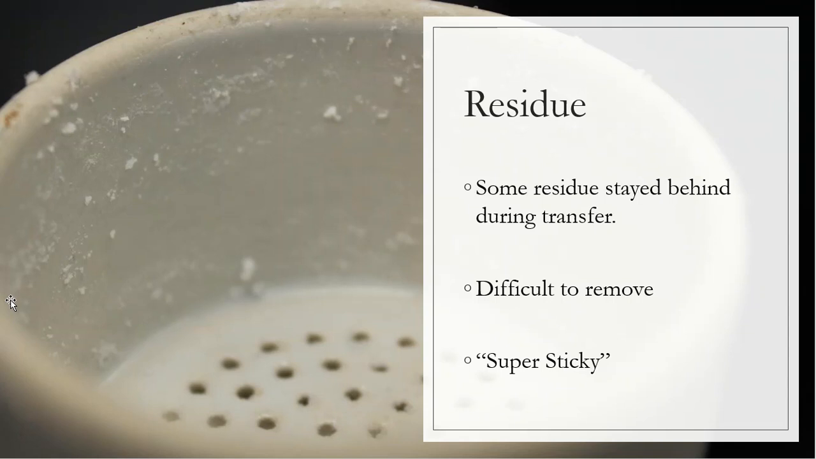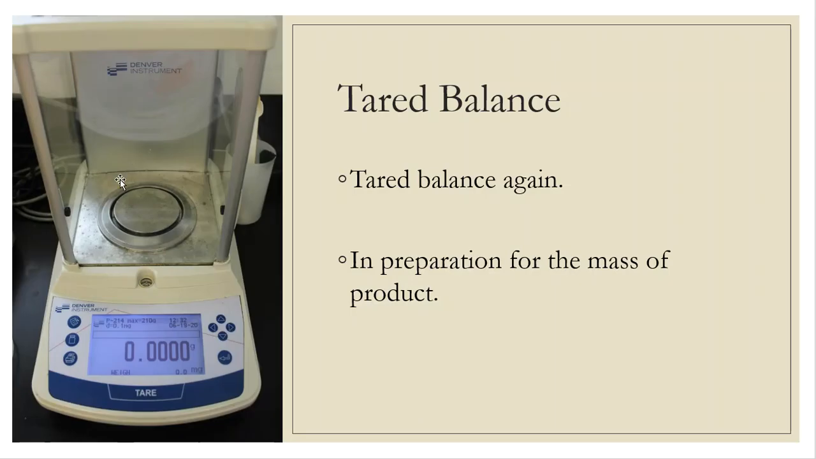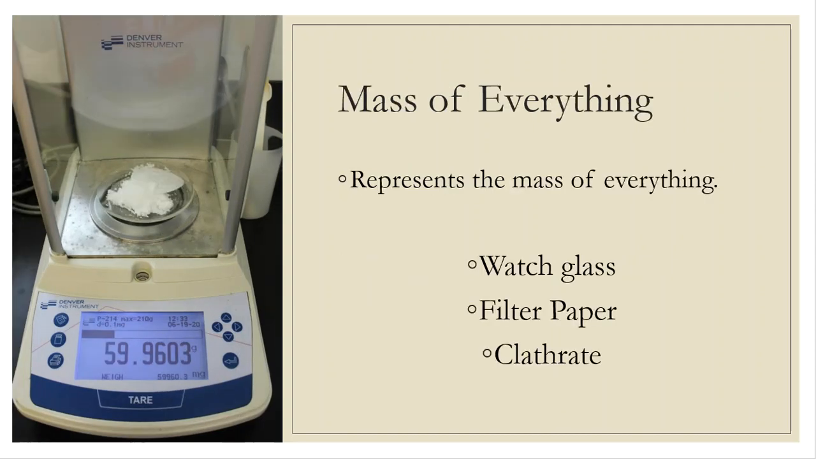This crystal was just super sticky to the sides of that Buchner funnel, and there was nothing really that I could do with it. All right, so then I go back to the balance. I tare this balance out one more time, 0.0000 grams. Make sure all the doors are closed, and I'm getting ready to take my crystal and the watch glass and that filter paper that I used, and I scrape all of that onto that watch glass, and I get a mass of it.